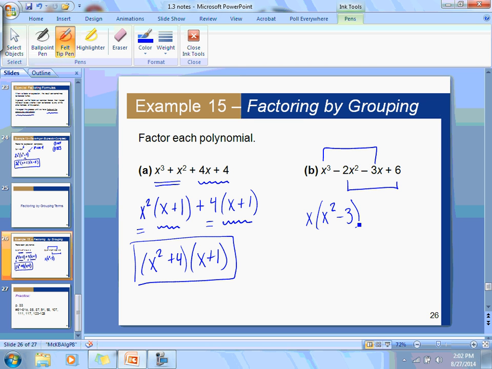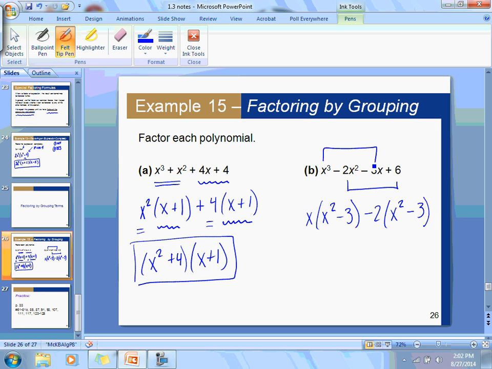And then my other two terms, if I look at the negative 2x squared and the 6, the thing that they have in common is a 2. But I'm actually going to take out a negative 2 because this first term in the little group has a minus. So when I take out a negative 2, that'll leave me with a positive x squared and a minus 3.